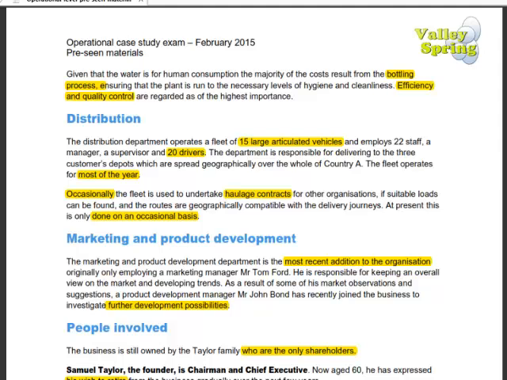The fleet operates for most of the year. So is it a mountainous region? Does it get snowed in? Is there a seasonal pattern here that we need to be aware of? Occasionally, and the word occasionally is used twice, the fleet is used to undertake haulage contracts for other organizations if suitable loads can be found. So is that an opportunity or is that a diversion? We don't know.